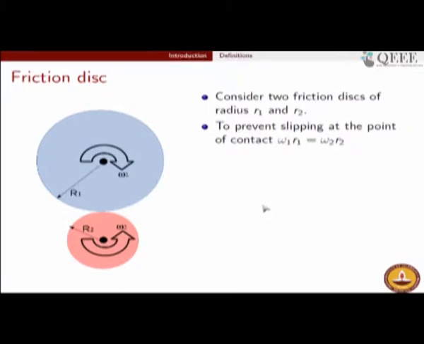Essentially, if you assume the point of contact to be embedded in body 1, then the velocity of the point of contact is omega 1 r1. The linear velocity is angular velocity times radius. Similarly, if I assume this point of contact to be embedded in body 2, then the linear velocity of this point of contact would be omega 2 times r2. And by our very assumption that it is a friction disc situation, which means there is ample friction to ensure the no slip condition, and the no slip condition in turn means that the velocities will be the same. This boils down to the requirement that omega 1 r1 is equal to omega 2 r2.